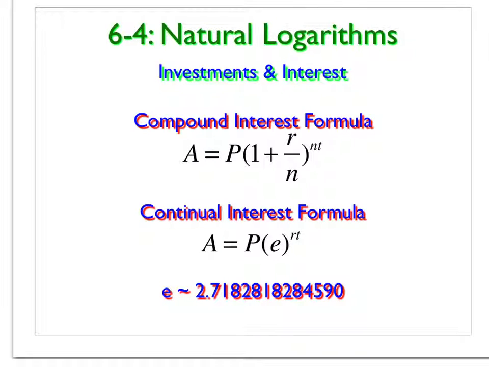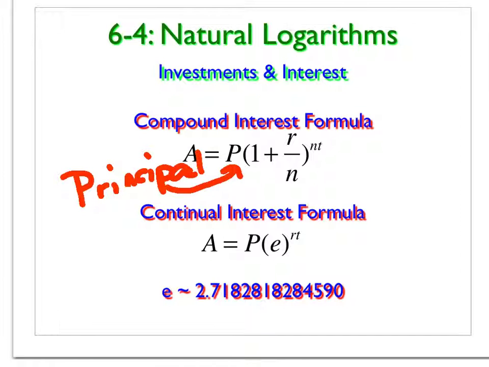In 6.4, we're talking about natural logarithms. We're talking about e and interest formulas. First of all, the compound interest formula. P is the principal. That's your starting amount. That's your principal, how much you put into the account at the beginning.